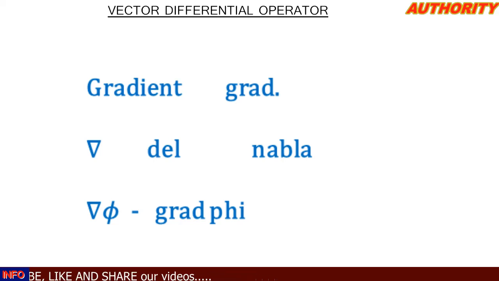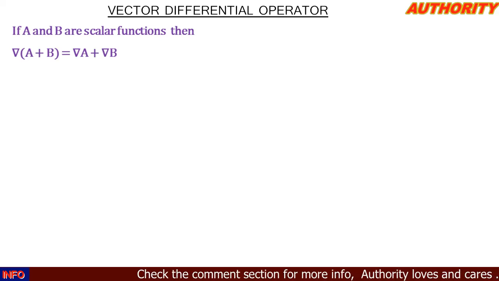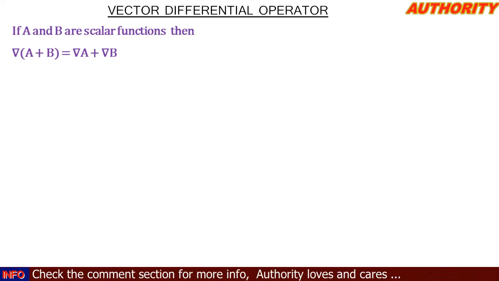scalars. You take the gradient of the sum of scalars. Now, look at this. We said if A and B are scalar functions, then the gradient of A plus B is equal to the gradient of A plus the gradient of B. We want to prove this, that the gradient of A plus B is equal to the gradient of A plus the gradient of B.